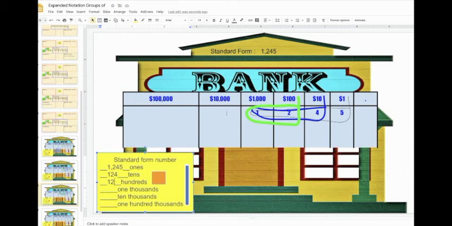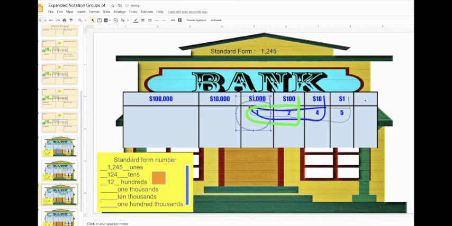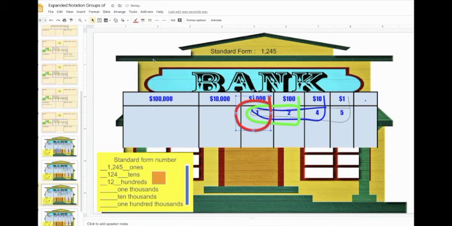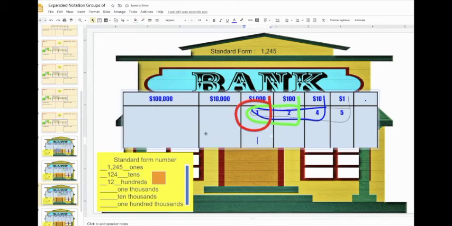All right, so now I want to know how many thousands I'll get. So let's grab our scribble tool. I want to know how many thousands I'll be getting. And all the way inside there, what number is that? Very good. So 1.